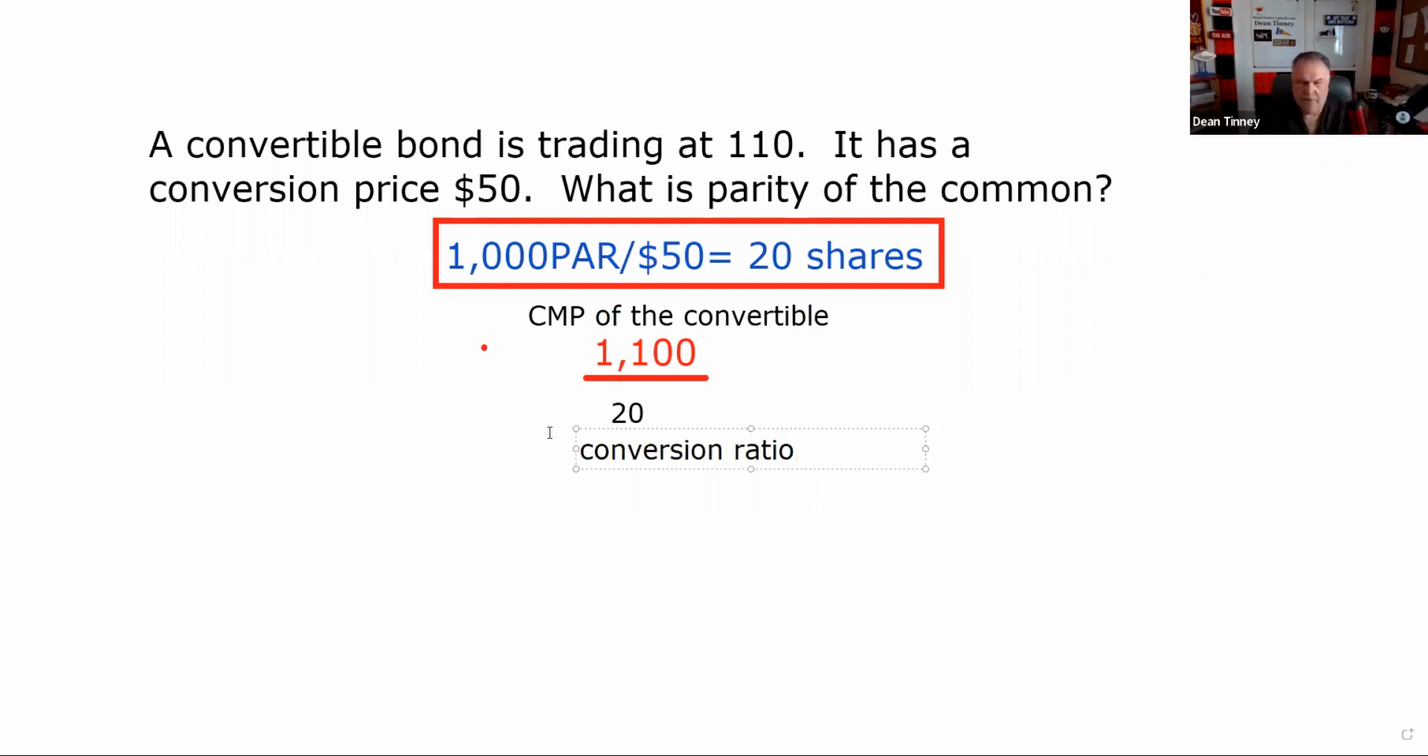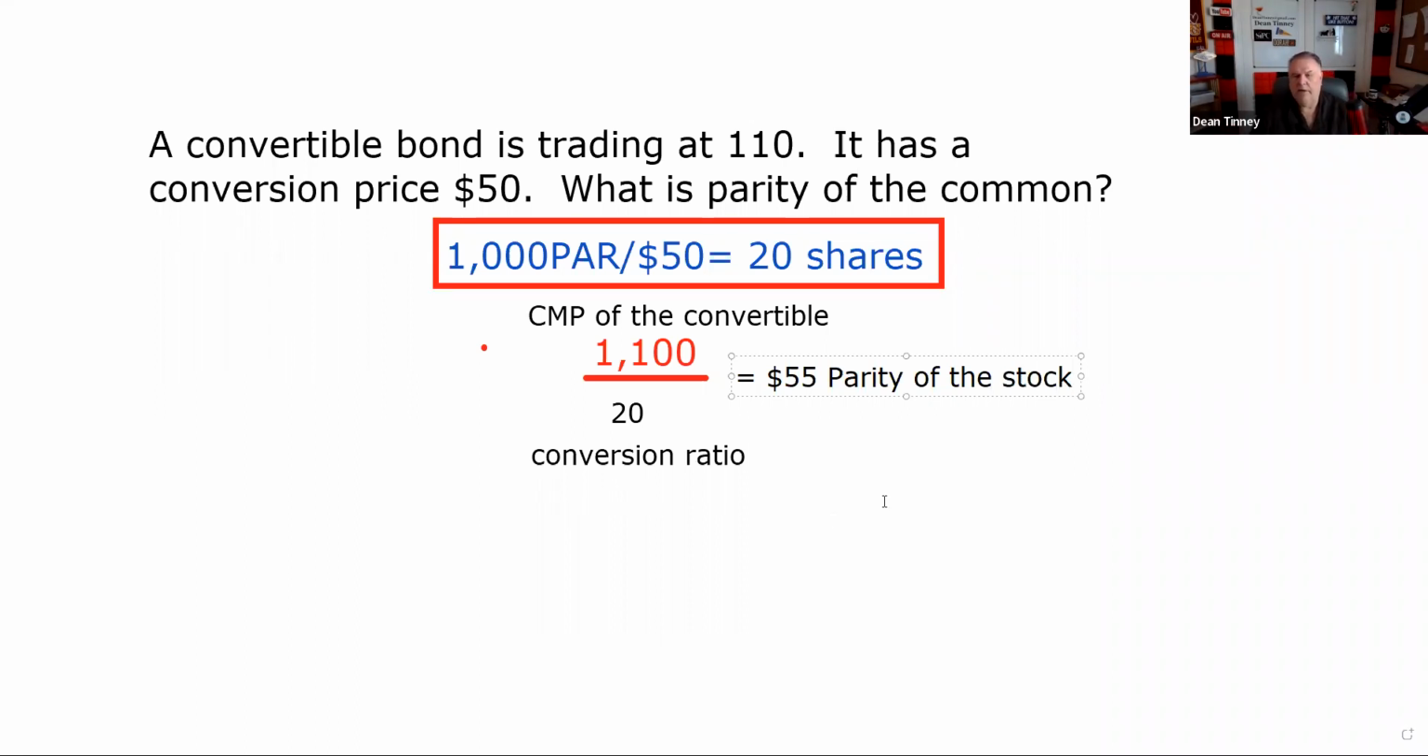And we find out that if you buy this bond and it's convertible into 20 shares of the stock, you'd be paying the equivalent for the stock of 1,100 divided by 20, $55 is parity of the common. And we would expect that the stock is probably trading 53, 51, somewhere like that. If the stock was above 55, there'd be an arbitrage opportunity. Because if the stock was like 60, I'd buy the bond, convert it, and then sell the resulting stock for the $60. So that's parity of the stock.